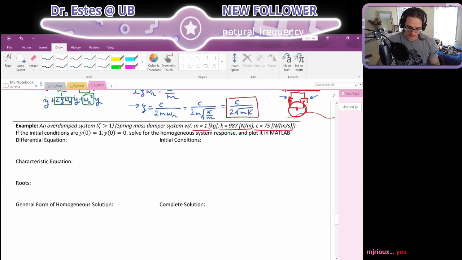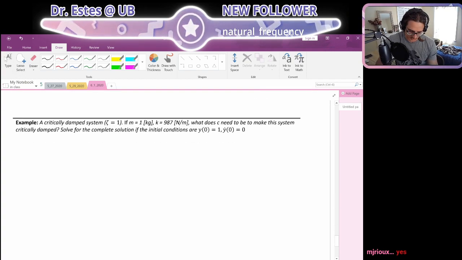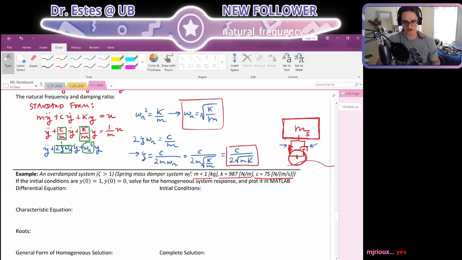We're going to go through this whole thing and look at the response of this. I'm going to code it up in MATLAB. And I think that's the last thing we're going to be able to do. We're running out of time.